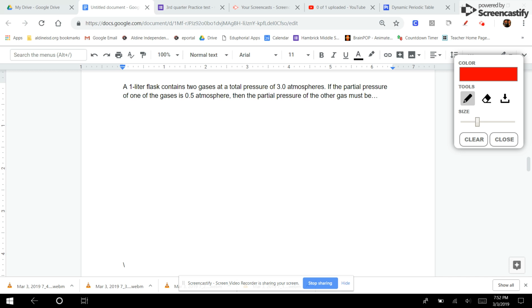Okay, this question said a 1 liter flask contains 2 gases at a total pressure of 3 atmospheres. If the partial pressure of one of the gases is 0.5 atmosphere, then the partial pressure of the other gas must be. So when I read this question, I'm reading the words partial pressure, I'm reading total pressure. So I know that this is probably a Dalton's law problem.